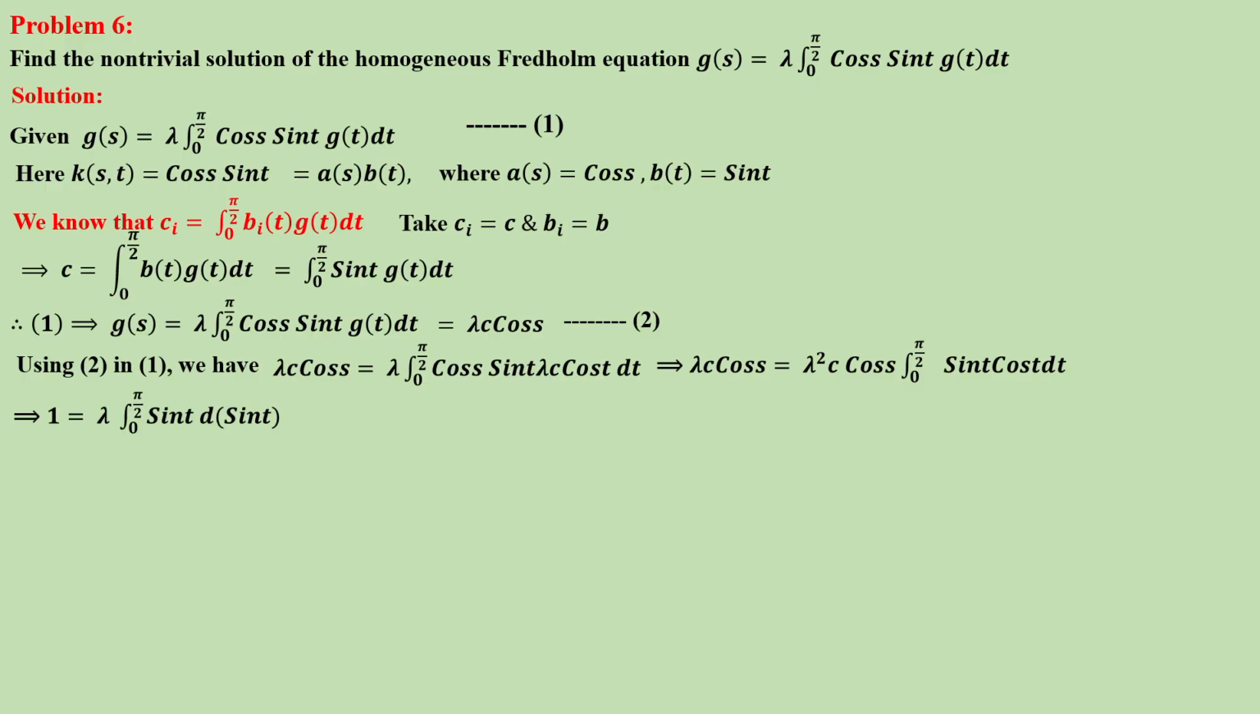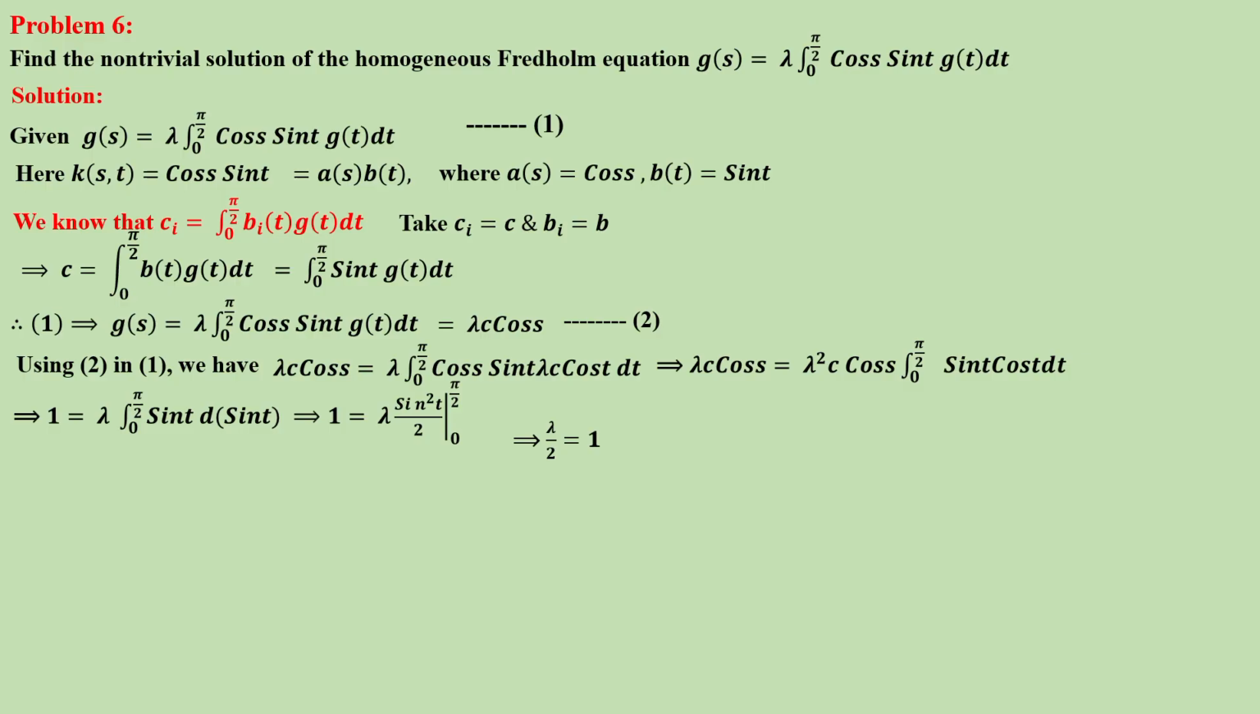λ into ∫ from 0 to π/2 of sin t cos t dt. cos t can be written as the derivative of sin t. We know the integral of t dt is t²/2; similarly here we have sin² t/2. So 1 = λ [sin² t/2] with lower limit 0 and upper limit π/2. Substituting the upper limit, sin π/2 and sin² π/2 are both 1 only. Sin² π/2 is 1.